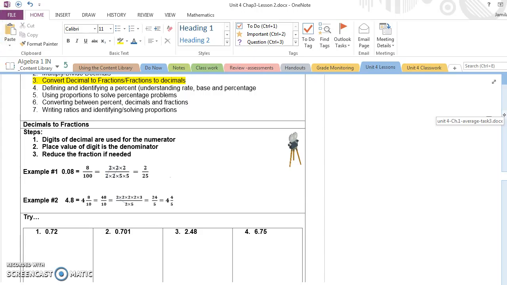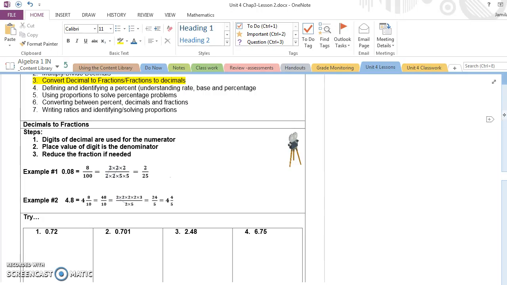Step 1, digits of the decimal are used for the numerator, so the number that you see will be the numerator. And then the place value of that number will be your denominator. And then we'll reduce the fraction if needed.